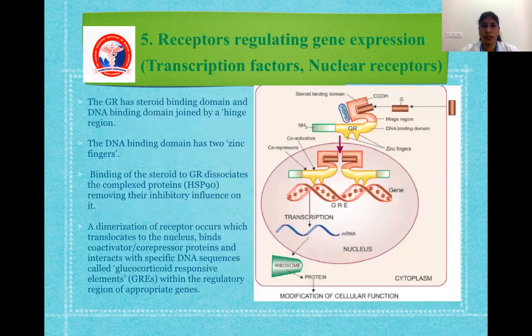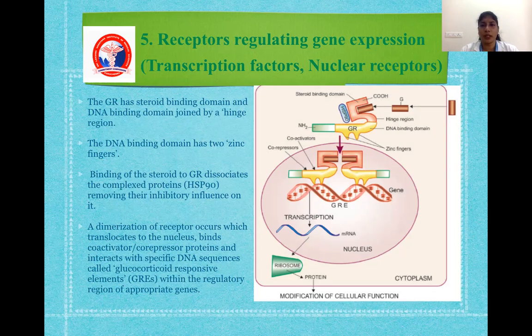The fifth one is the receptors regulating gene expression, transcription factors and nuclear receptors. Everywhere so far we had seen transmembrane receptors, which are present over the extracellular side or the transmembrane. Here, the name itself means a receptor which is present within the nucleus. So here we have to know more about the structure of the receptor.